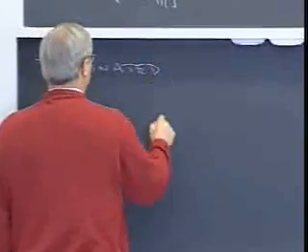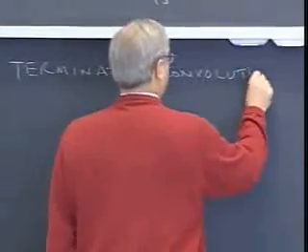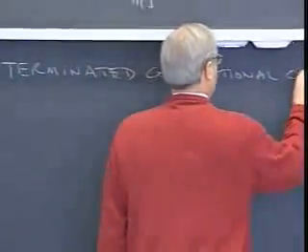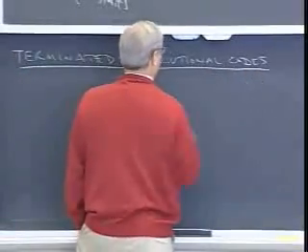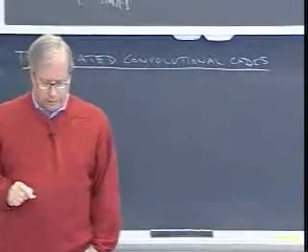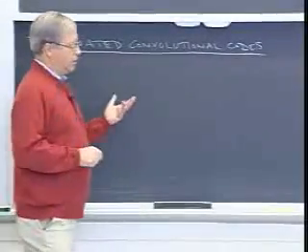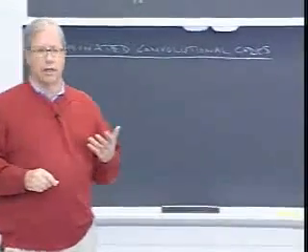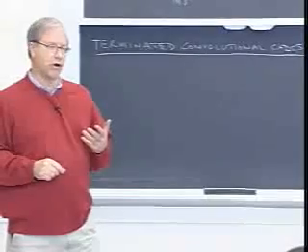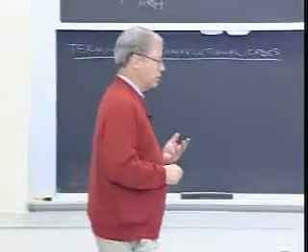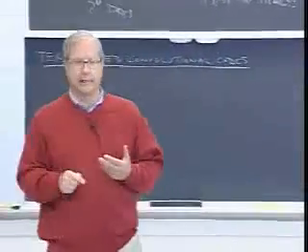Let's start out with terminated convolutional codes, which I forget whether I started in this last time. I think I may have. But we'll start from scratch again. When I say terminated, I mean that we're going to take only a subset of the code words that start at a certain time, say time 0, continue for some finite time, and then end.